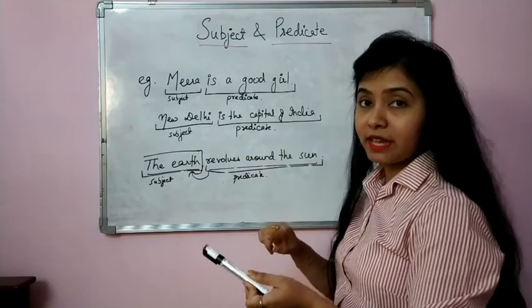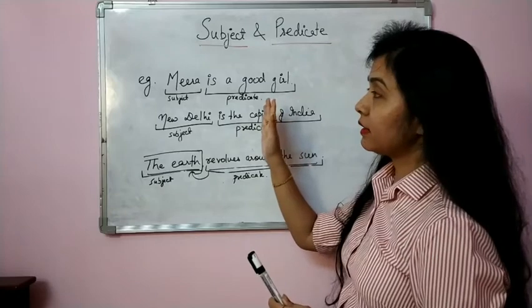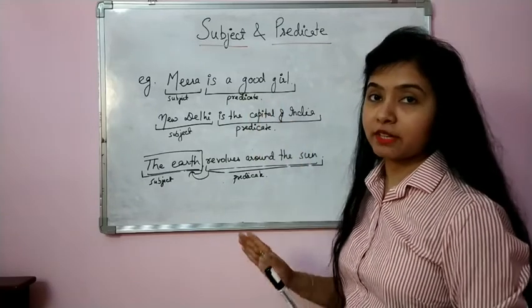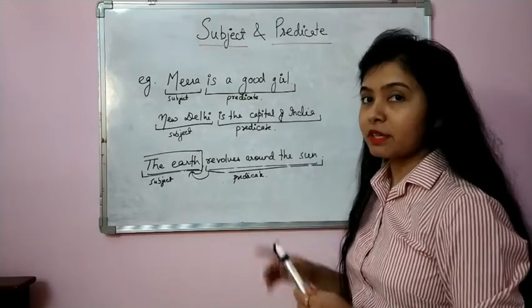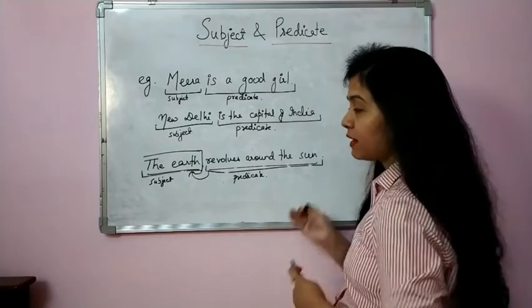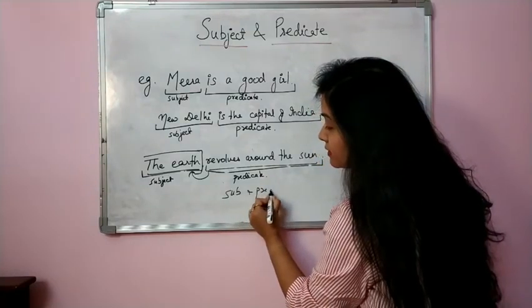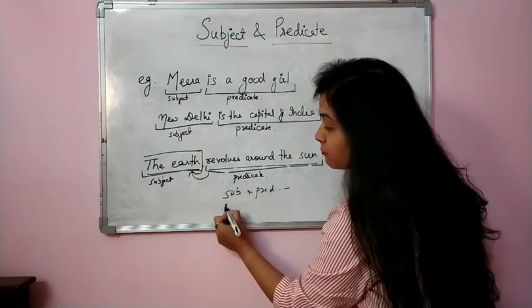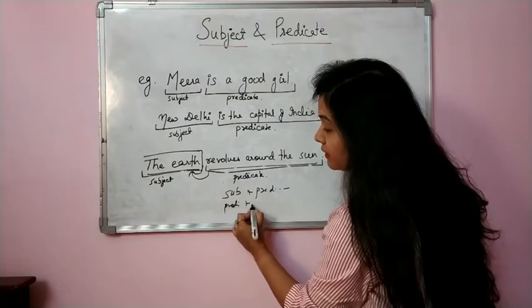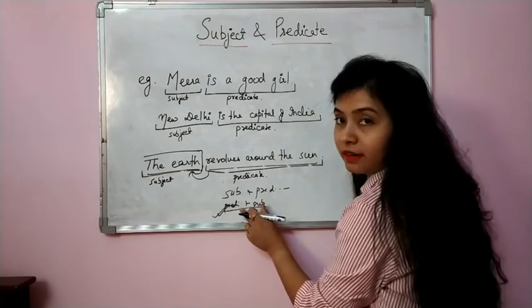Now I'll show you sentences where the predicate will come prior to the subject. I'll show you such examples because I already told you a sentence has two parts, where the first part can be the subject and the other part can be the predicate. Similarly, I also told you that the first part can be the predicate and the second part can be the subject. So I'll give you examples of this variety now.